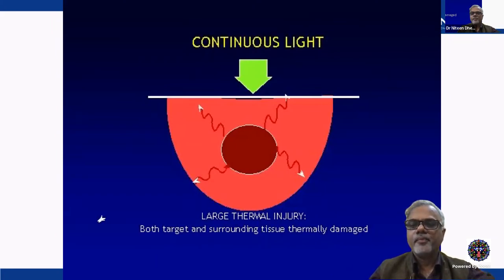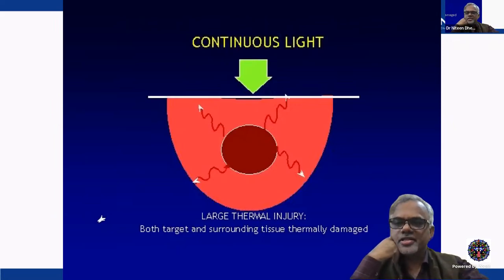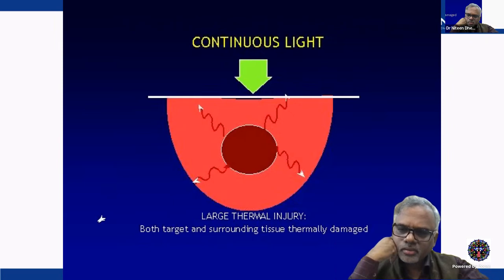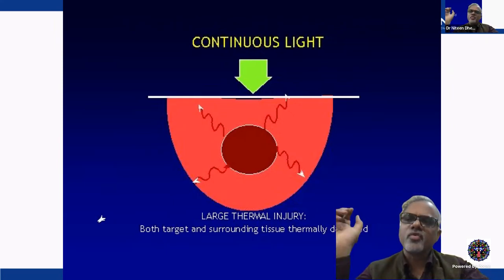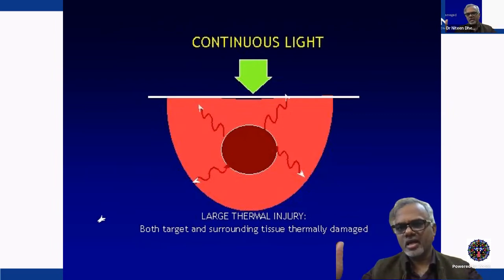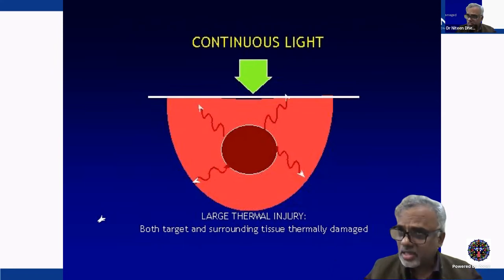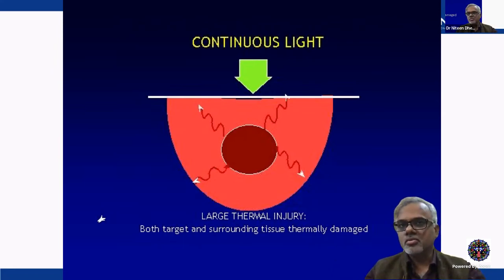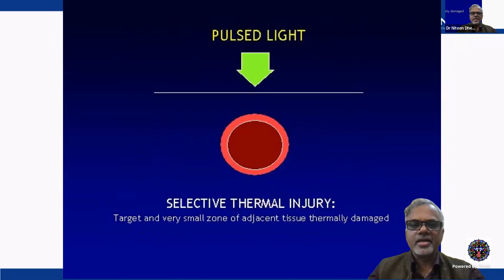The second principle is exposure duration, meaning how long you are giving that energy. A very important principle of selective photothermolysis is, instead of giving the energy continuously, you give it in a pulse, in microseconds or milliseconds instead of hitting the target for seconds. Then there is a magic. A continuous light will cause transmission of heat to the surrounding area, which is a side effect. If you give the light in a pulsed way, for only a few milliseconds or microseconds, there is no time for the target molecule to transmit the heat to the surrounding area.